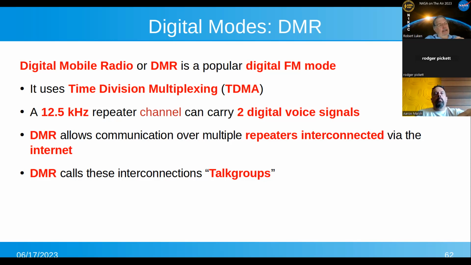In DMR, those interconnections, they call them talk groups. So when you join a talk group, you're only going to communicate with other people that have joined that particular talk group. Doesn't matter where they're at. Could be anywhere in the world, but they're connected to that talk group. In D-Star, they call them reflectors. And I don't really have any Yaesu stuff, and I don't know much about Fusion, but I'm sure they have an equivalent thing.